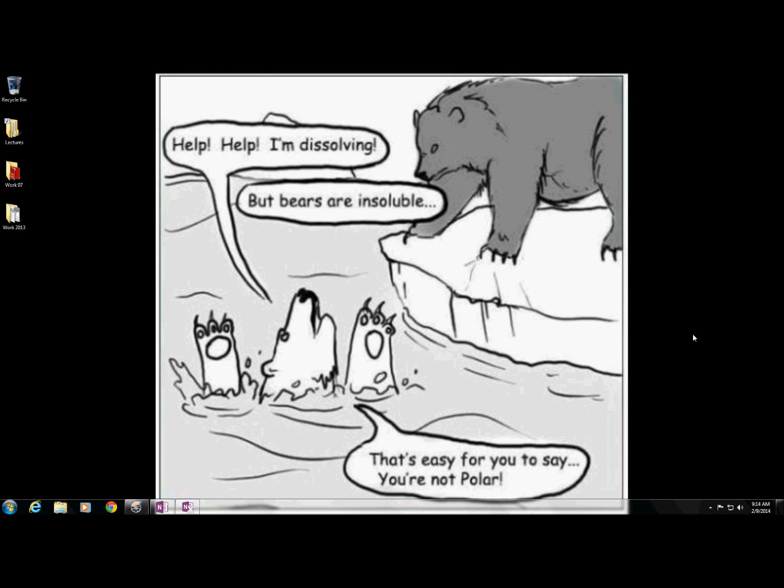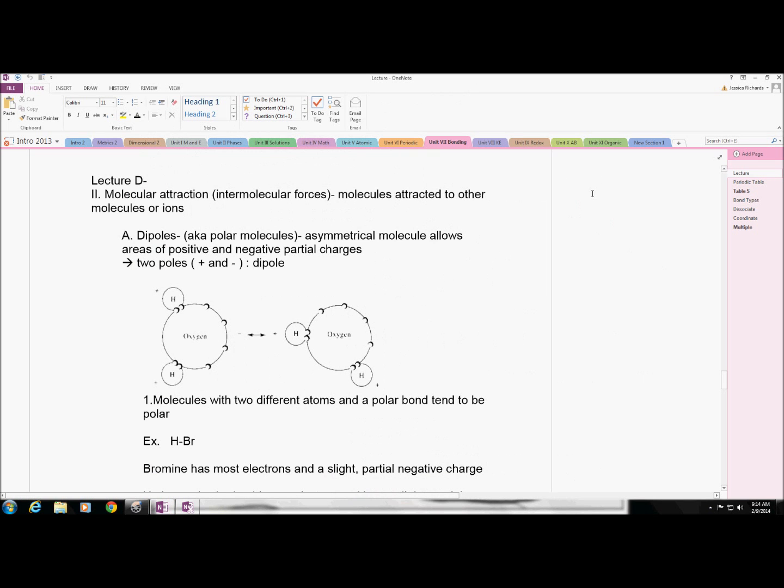Welcome to Lecture D, Unit 7 Bonding. Lecture D is on intermolecular forces, so the forces between molecules. Remember that molecules are made with covalent bonds. All right, so when we talk about molecule interactions or intermolecular forces, molecules are things that are made with covalent bonds and only covalent bonds.